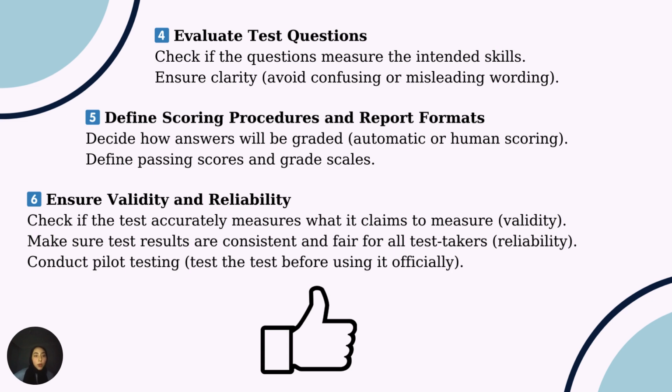and define scoring procedures and report formats. It means deciding how answers will be graded. Is it automatic or human scoring? And we should define passing scores and grade scales, and we should tell the students the passing score. For example, if you get 50 from this exam, you will pass the course.